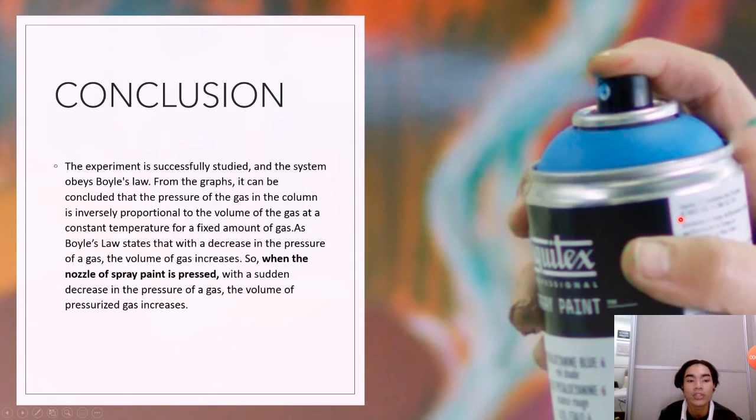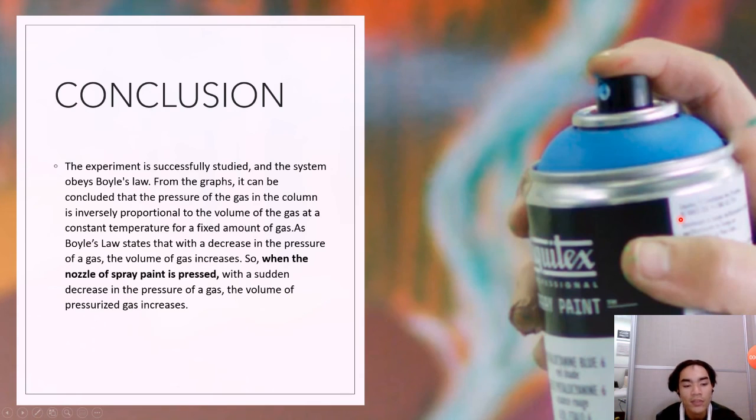As a conclusion, this experiment successfully studied the system and it obeys Boyle's law. From the graphs, it can be concluded that the pressure of the gas in the column is inversely proportional to the volume of the gas at a constant temperature for a fixed amount of gas. As Boyle's law states, with a decrease in the pressure of a gas, the volume of gas increases.